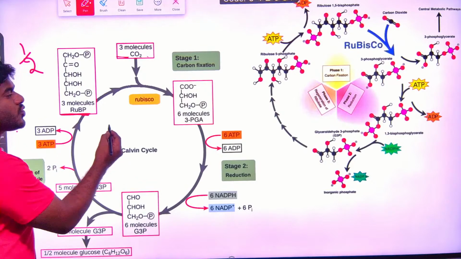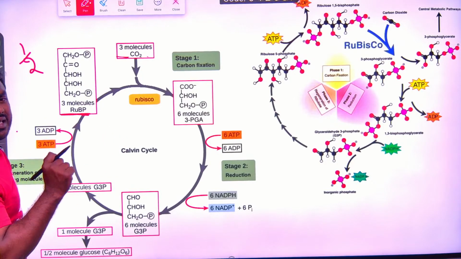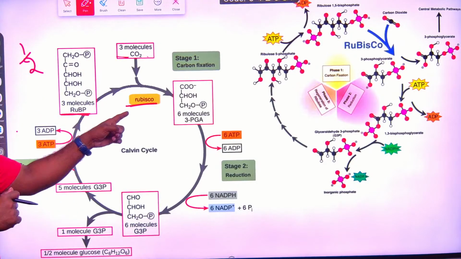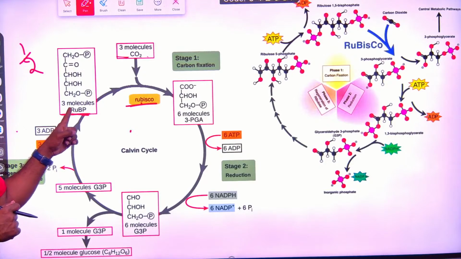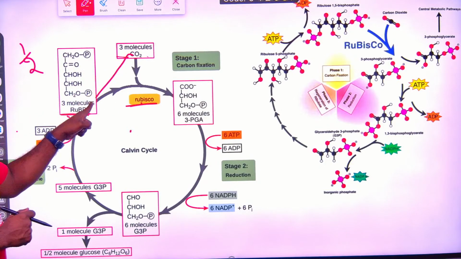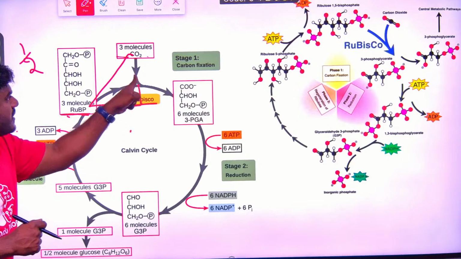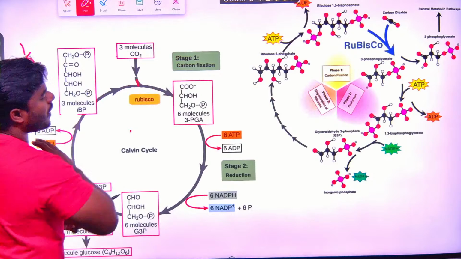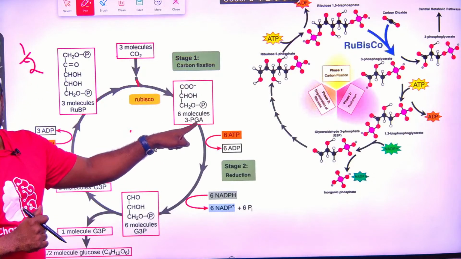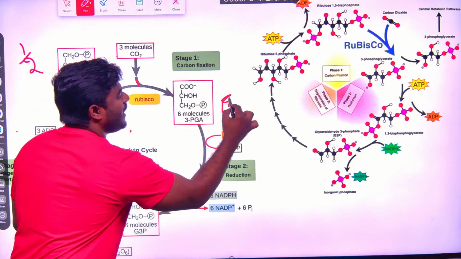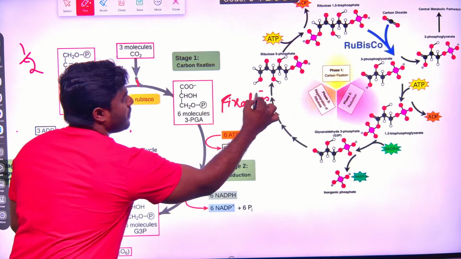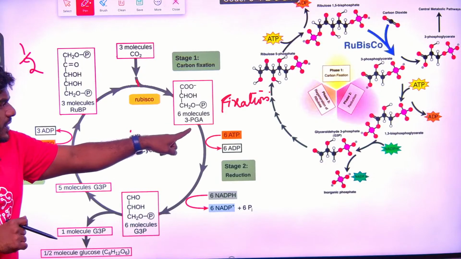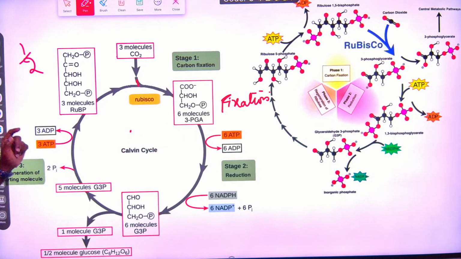So someone has to catalyze this reaction. What is that enzyme? The enzyme that catalyzes this reaction is Rubisco. So always remember, most people get confused between Rubisco and RuBP. RuBP is a carbon acceptor. Rubisco is the enzyme. You are getting the difference. Alright, we produced what now? 6 molecules of 3-PGA. What is this step called? Fixation.